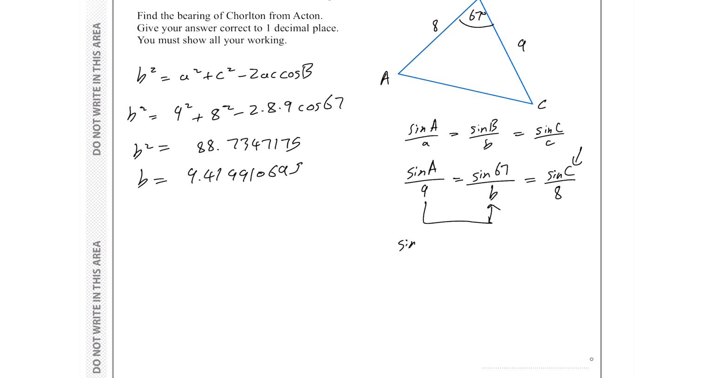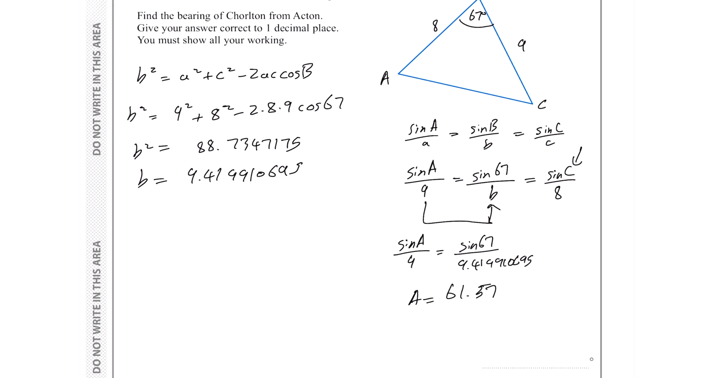Now we know what B is, we can use this formula here. So we have sine A over 9 is equal to sine 67 over 9.419910695. And we can solve this, and we will figure out the angle A is equal to 61.57.